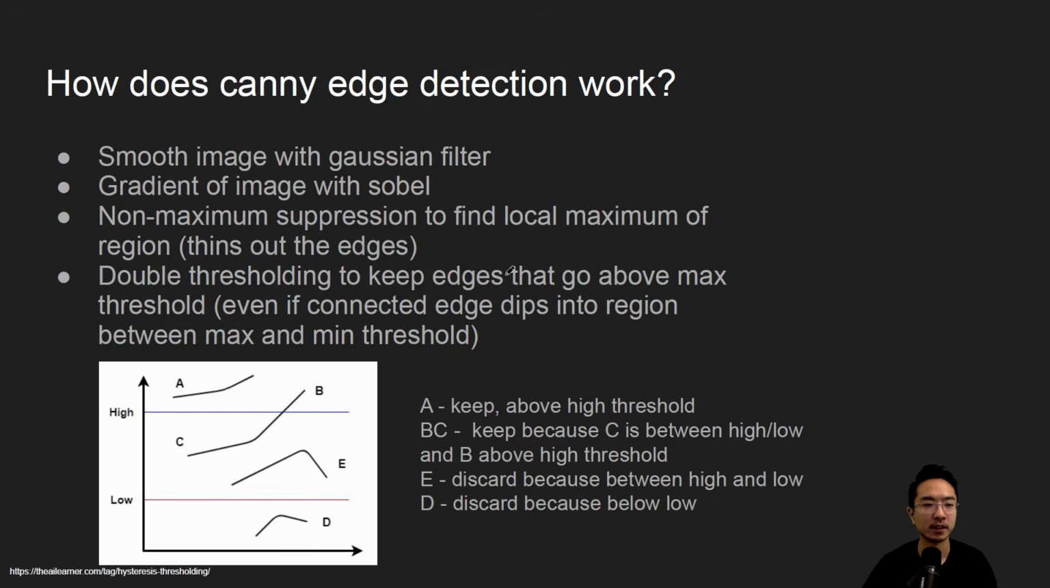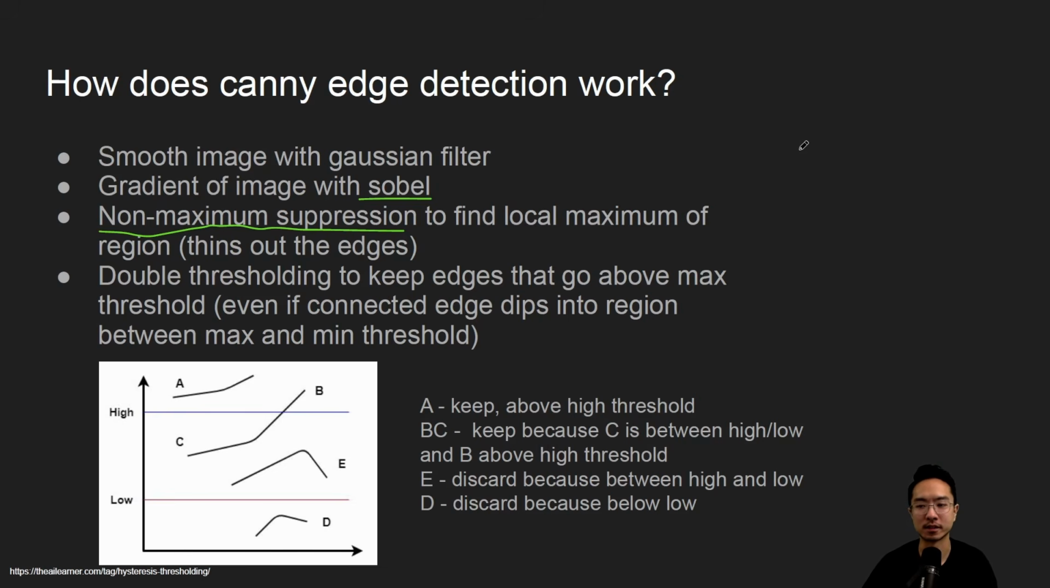Okay, so how does it work? The way it works is typically there's going to be a smoothing application with a Gaussian filter, and then the gradient of the image is going to be applied using a Sobel, which we talk about in image gradients, and then we're going to be applying a non-maximum suppression technique to find the local maximum.